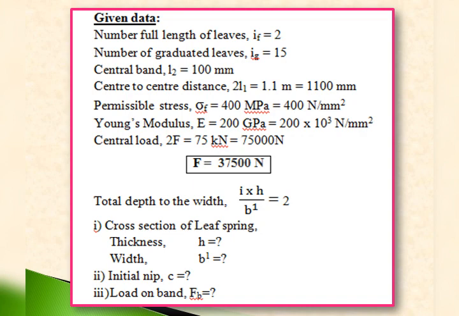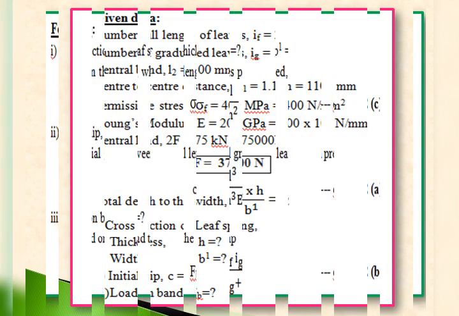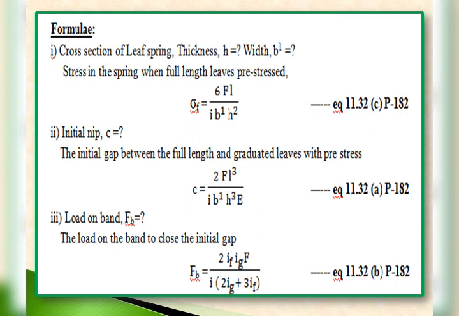Pre-stress sigma f is equal to 400 megapascal, that is equal to 400 newton per mm square. And Young's modulus E is equal to 200 gigapascal, or 200 into 10 raised to 3 newton per mm square. The maximum force on the spring is 75 kilonewton. So the central load 2F is equal to 75 kilonewton, 75,000 newton, or F is equal to half of that value, that is 37,500 newton or 37.5 kilonewton.